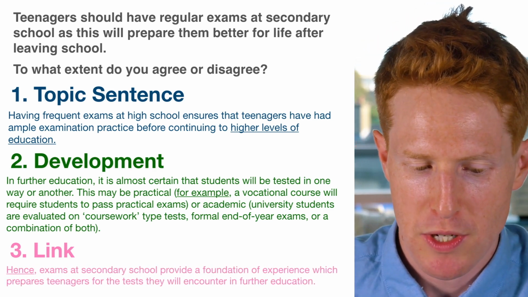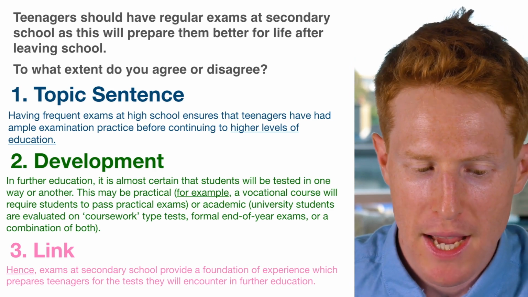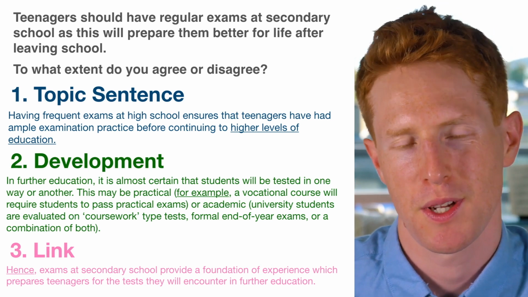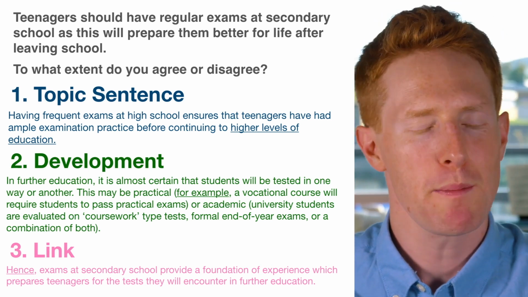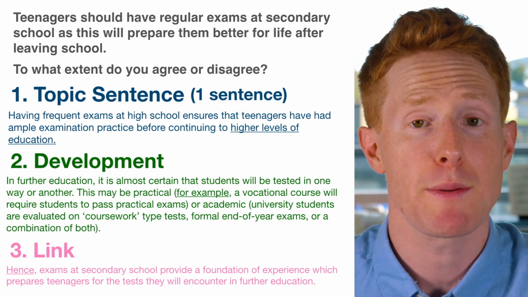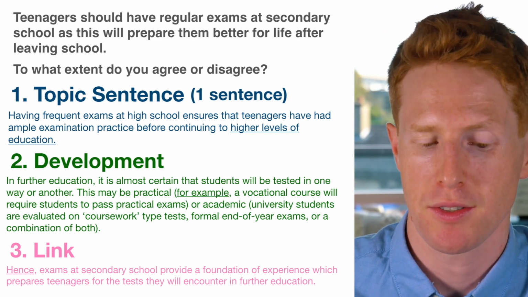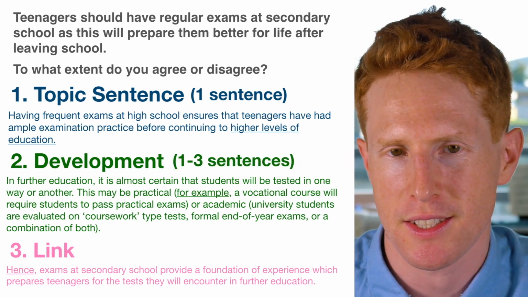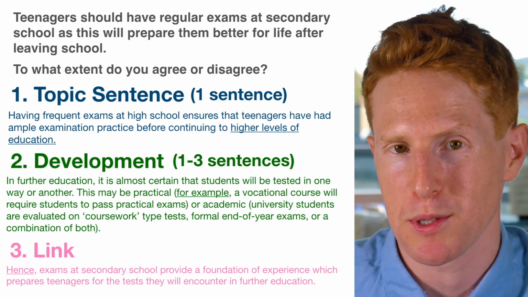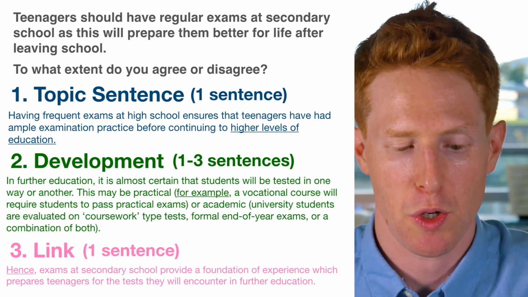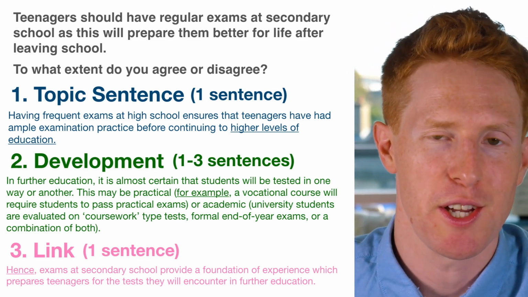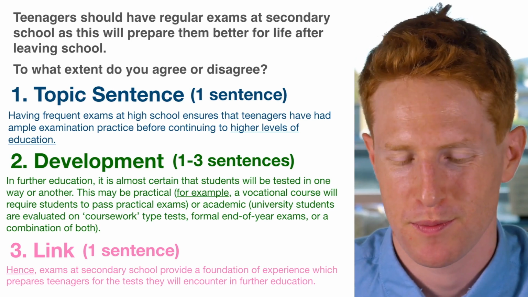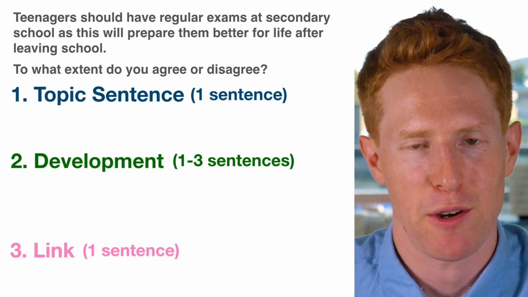Hence, exams at secondary school provide a foundation of experience which prepares teenagers for the tests they will encounter in further education. So you'll notice the topic sentence is one sentence long, and that's just because I have one idea in this paragraph. The development is slightly longer. It's usually between 1 and 3 sentences, and ideally contains an example as well. Finally, the link is just going to be one sentence, and as I mentioned earlier, you might choose not to write a link if it just sounds a bit too repetitive. Let's have a look at another paragraph.